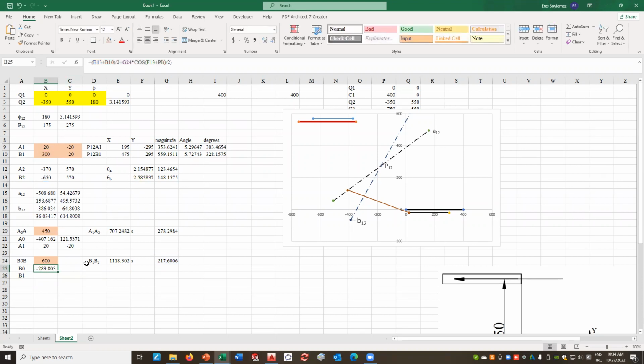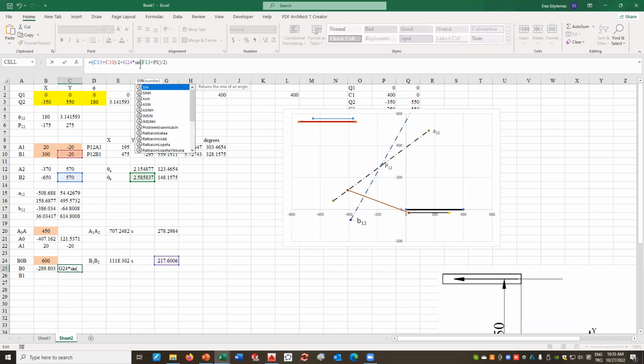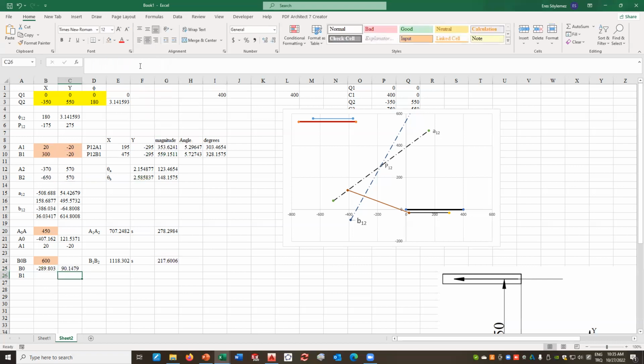Control C. This is something I usually use. Control V. This is the same formula. But I have to change certain things. Number one, I have to change B1 x coordinate to y coordinates. Number two, G24 is the same. Instead of cosine, I have to change it to sine. Sometimes I find this much simpler to do. That's it.